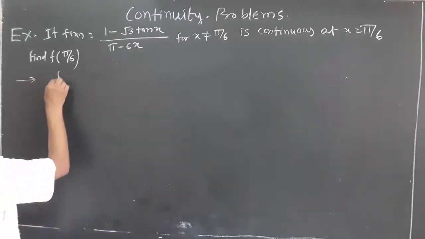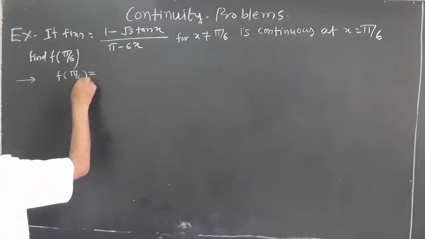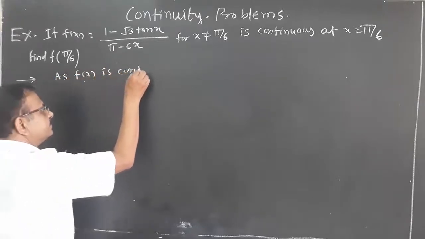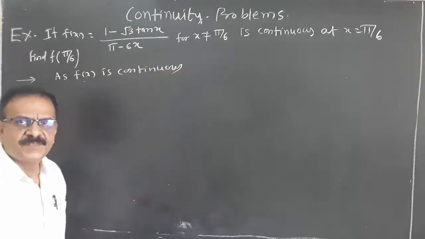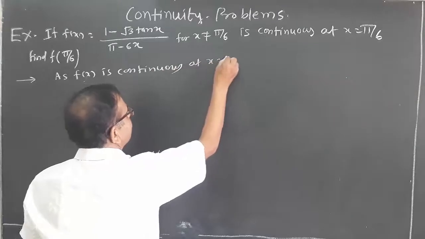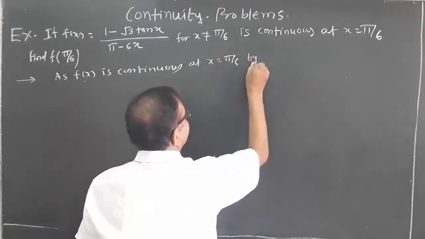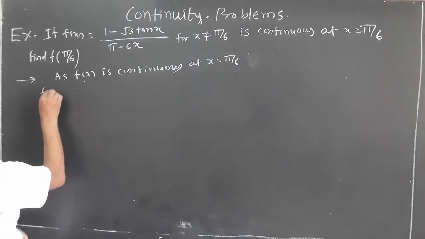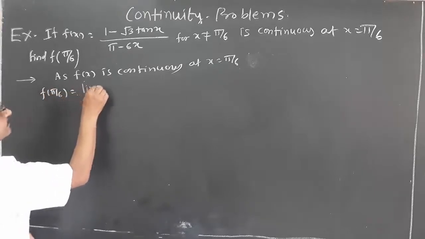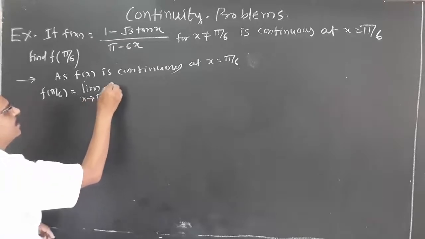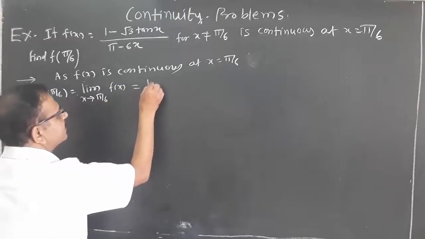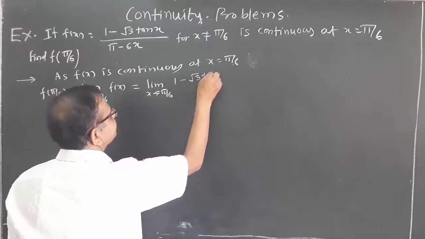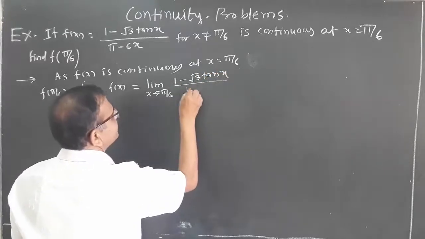By the definition of continuity, as f(x) is continuous at x equal to pi by 6, we know that f of pi by 6 equals limit x tends to pi by 6 of f(x), which is nothing but limit x tends to pi by 6 of 1 minus root 3 tan x divided by pi minus 6x.